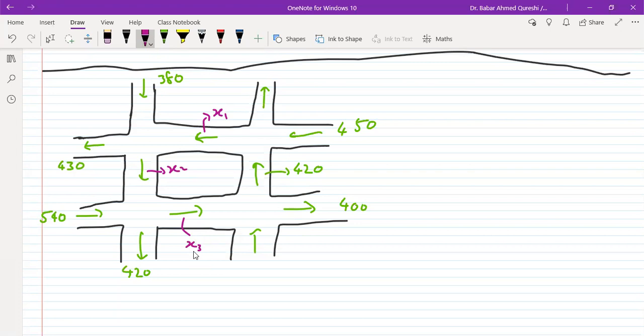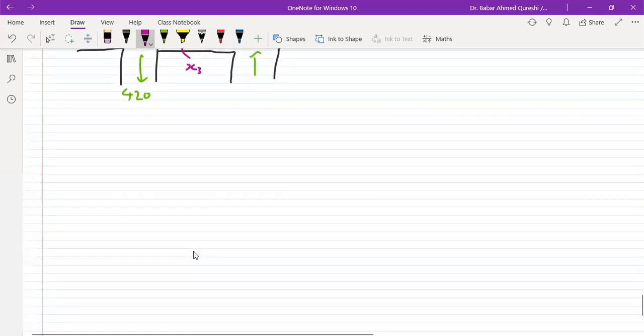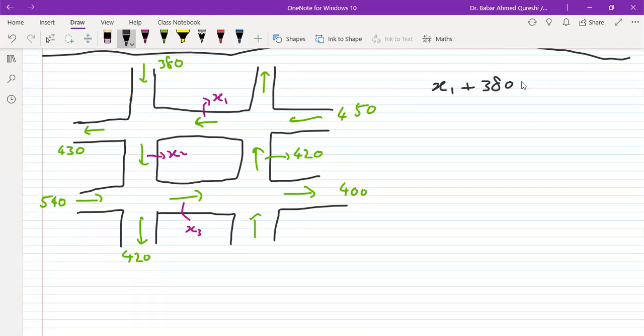You say that, well, I already have a lot of information about what's going on here, so I can try to find these unknown numbers, x1, x2, and x3. So how can you write down some equations? Well, you can look at this intersection. The number of cars entering must be equal to the number of cars going out of this intersection, right? So you have x1 plus 380 is equal to x2 plus 430.